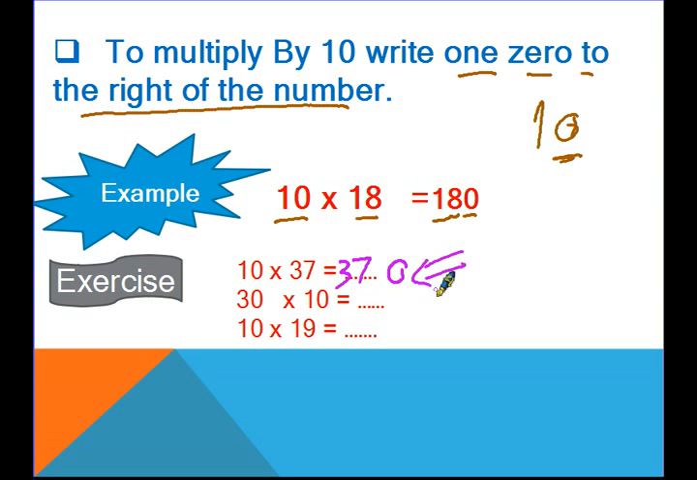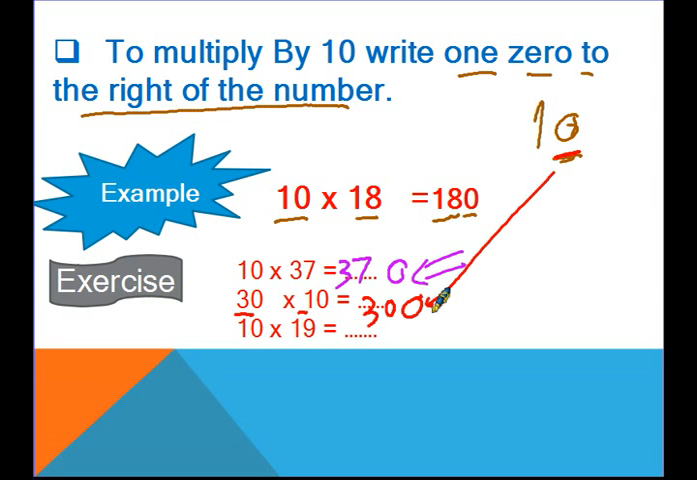Example number 2. If I said 30 times 10, the 10 just has 1, 0. So I will put the 0, and 30 times 1 equals 30. So the new number is 300. Again, 30 times 10. The 10 just has 1, 0. When I multiply by 10, I write just the 0 to the right of the number. So 30 times 1 equals 30, and the result will be 300.